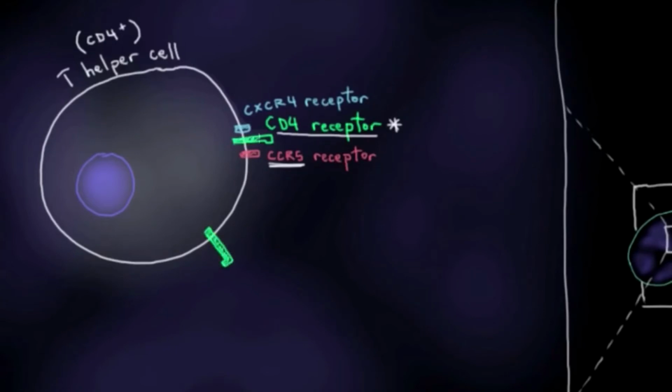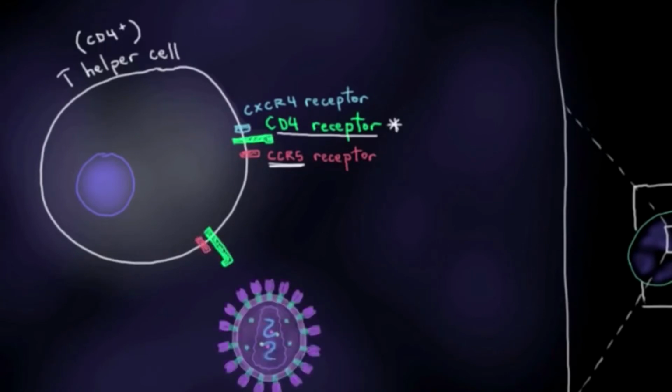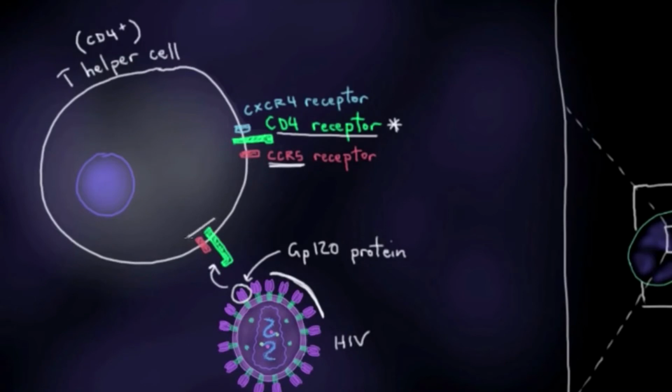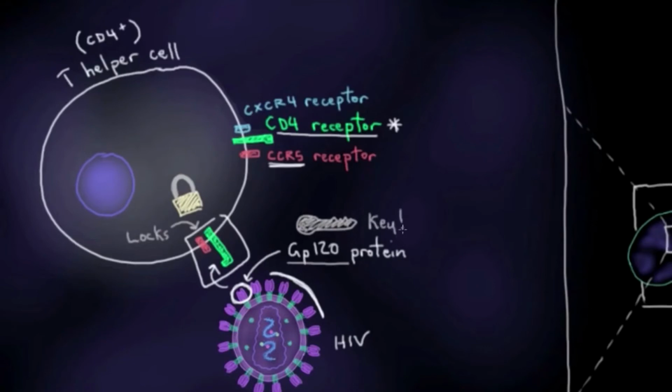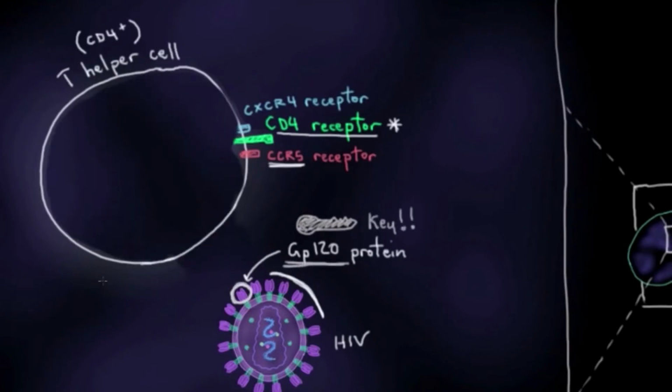So what's important about these particular receptors is that HIV happens to have a protein, GP120, on its envelope, the outer part of the virus, that interacts really well with these receptors. You can almost think of it as a lock and key setup. These receptors are some of the locks that need to be opened to gain access to our T helper cell. And unfortunately for us, HIV has the key, this GP120 protein on its surface. So how does it work?